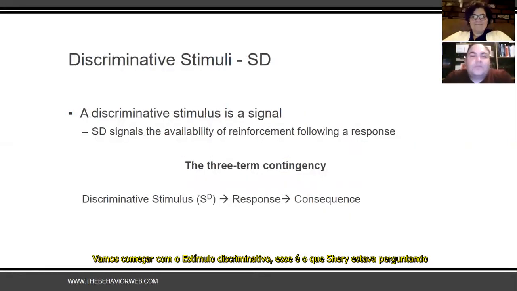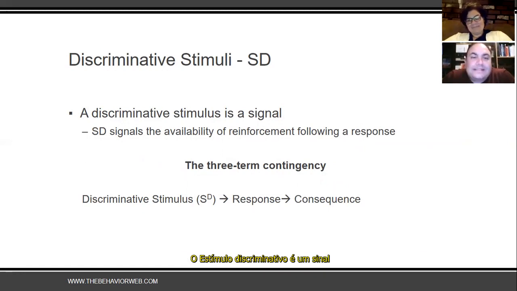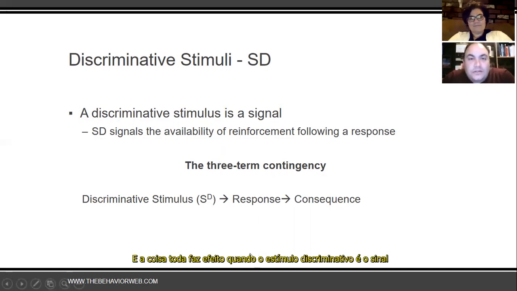So let's start with a discriminative stimulus. And this is what Sherry was asking about. A discriminative stimulus is a signal. It's a signal that the availability of reinforcement following a response is present. So we're talking about the three-term contingency here. We start with a discriminative stimulus, which is a stimulus, a signal. Then the organism has the opportunity to respond to that stimulus. And if that response is followed by a consequence, then the whole thing comes into effect, where the discriminative stimulus is the signal that a consequence, meaning a reinforcer, is available contingent on behavior.